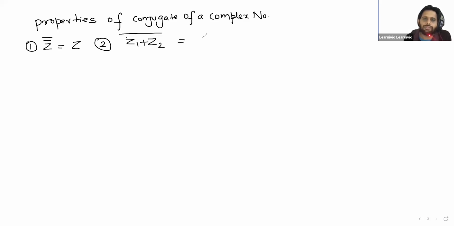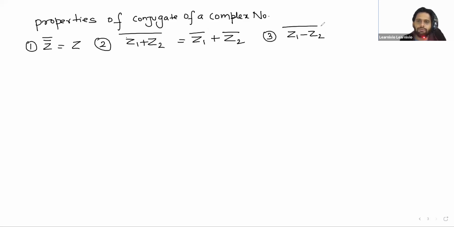Now next, if we have two complex numbers and these two are in addition, and we find the conjugate, then this will be equal to Z1 conjugate plus Z2 conjugate. If we are adding two complex numbers and finding their conjugate, that will be equal to finding the conjugates separately and adding them. Similarly in subtraction, Z1 minus Z2, if we find its conjugate, then this will be equal to finding the conjugates separately and subtracting them.